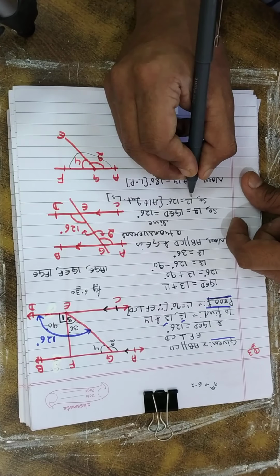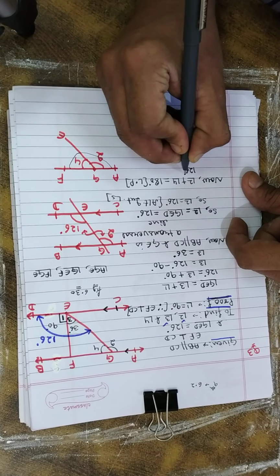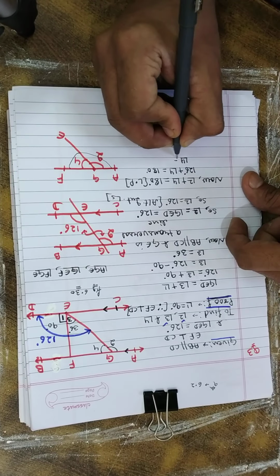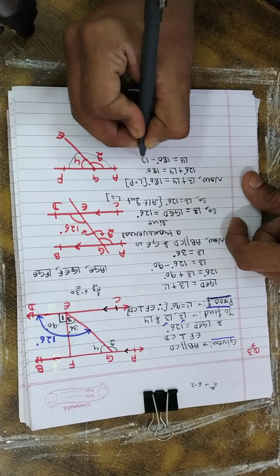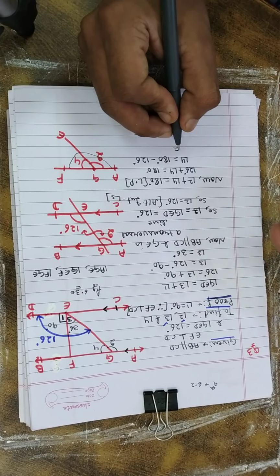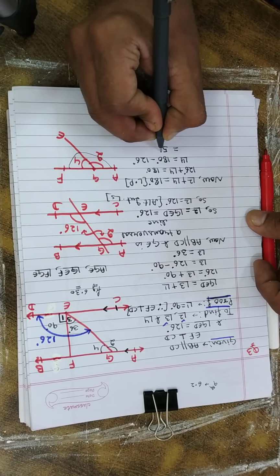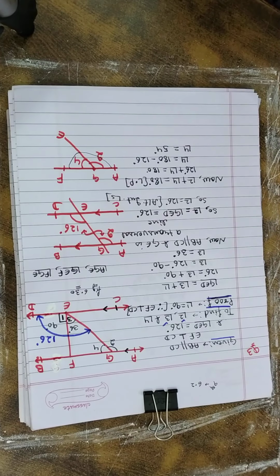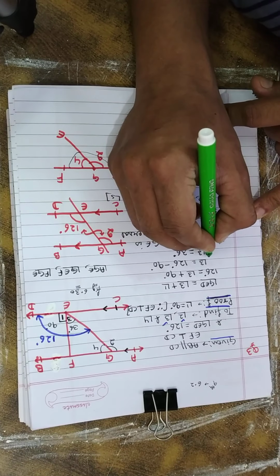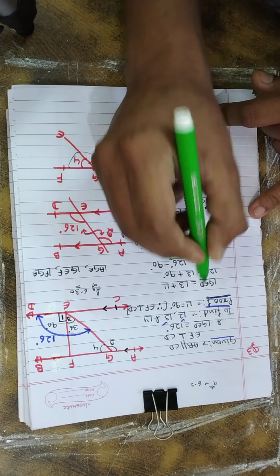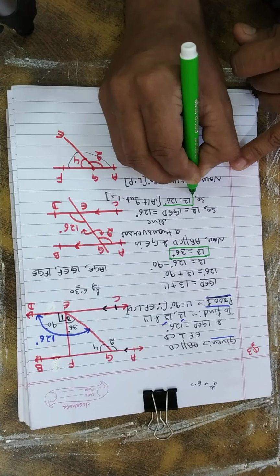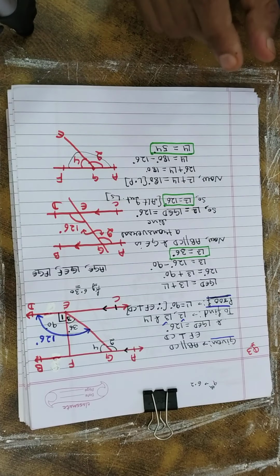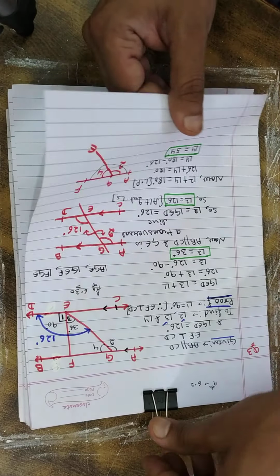Angle 2 is already found, that is 126 degrees. So subtract 126 from 180 degrees and you get angle 4, which is 54 degrees. Now angle 3 is 36 degrees, angle 2 is 126 degrees and angle 4 is 54 degrees.